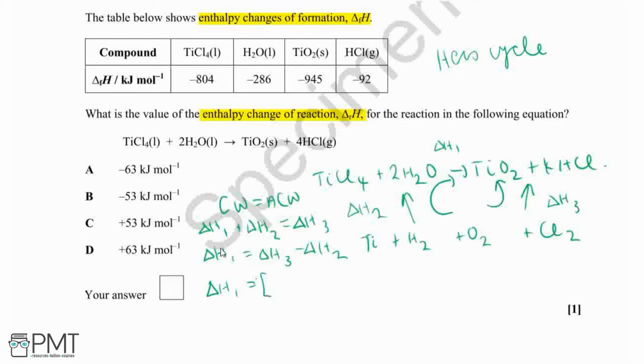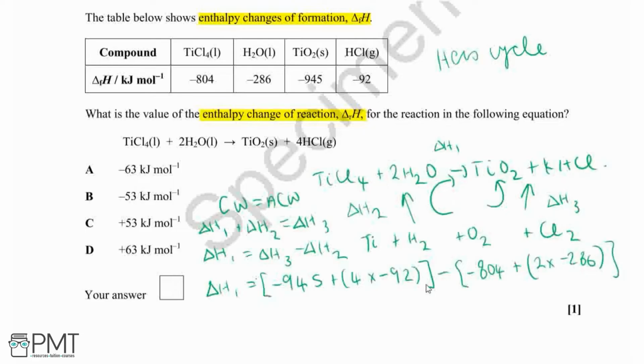So from our enthalpy change 3 to start, we've got our enthalpy change of formation of that titanium oxide plus 4 lots of the enthalpy change of formation of our hydrogen chloride. So we need to include our molar values for the things which we're forming. And then we're going to subtract the enthalpy change of formation of the titanium chloride plus 2 lots of the enthalpy change of formation of water.